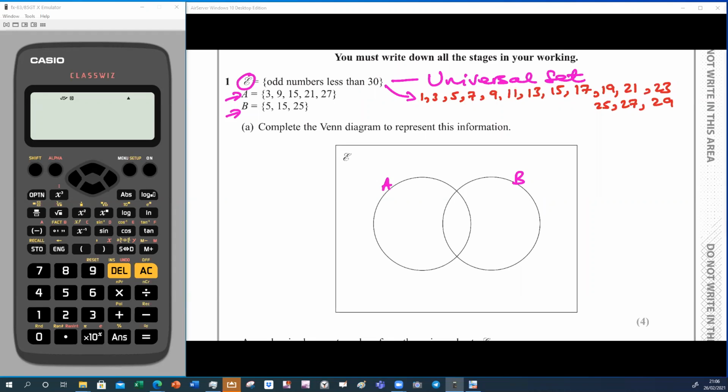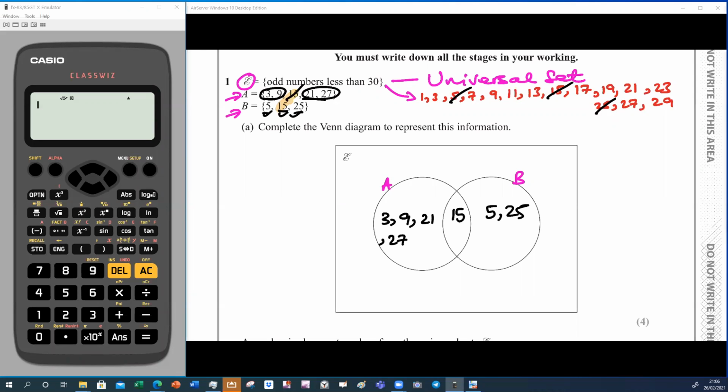Are there any overlapping numbers in this Venn diagram question? Yeah, 15. So where does 15 go then? In the middle. 15 will go in the middle, absolutely. So if 15 goes in the middle, what's left to be in the B circle? 5 and 25. Fantastic. So we can cut them off from here as well: 15, 5, and 25. Excellent. Now, what's left in the A set? 3, 9, 21, and 27.